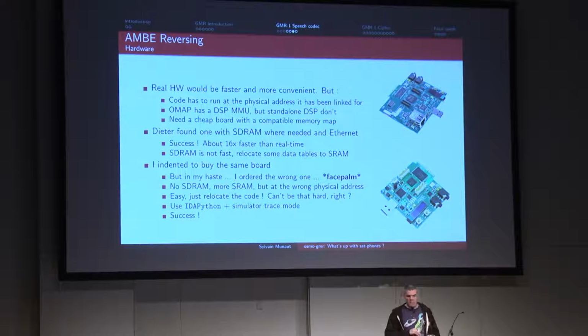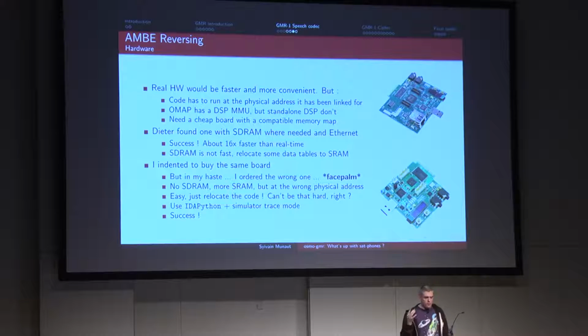I somehow ended up clicking on the wrong button at the iStore or something, and when the board arrived, I didn't have the right one. And at that point, of course, I had two choices. I could just order the same board and wait one more week, or I could try to run the code on it anyway. Now, the second board didn't have Ethernet, it had USB, but most importantly, it didn't have any SDRAM at all. It only had internal SRAM, and unfortunately, not at the right address.